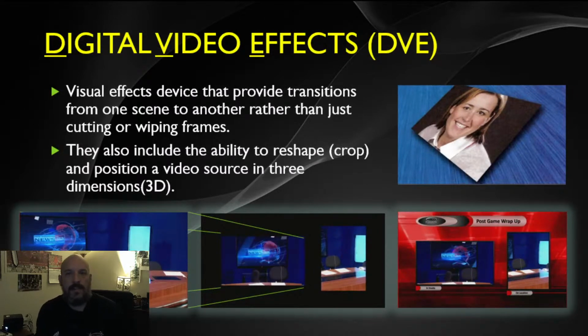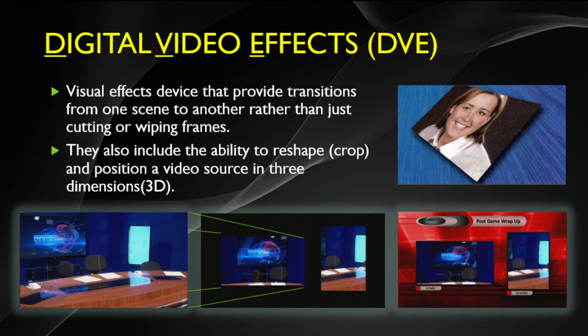Now, the next part of the production switcher that can provide some really powerful use is what's called the DVE, or the digital video effects. And this is a part of the switcher that lets us take a single input and we can shape it, change it, move it around in 3 dimensions. We can place it, make it smaller, make it bigger, and use it for a variety of uses.